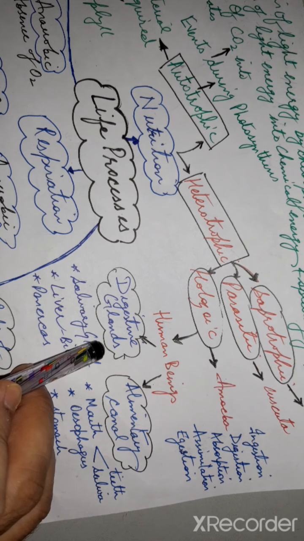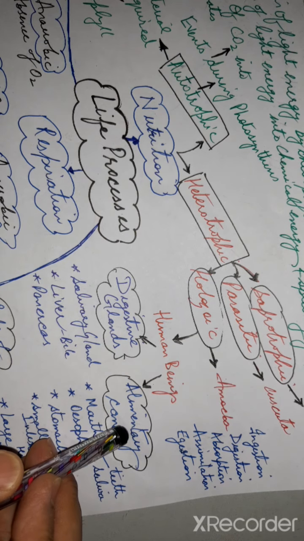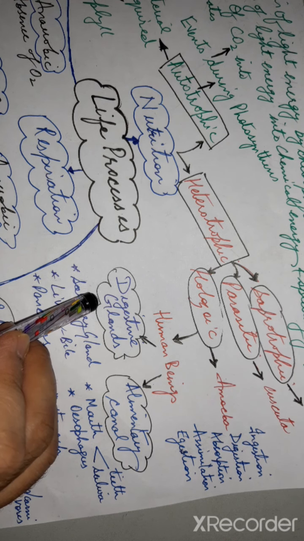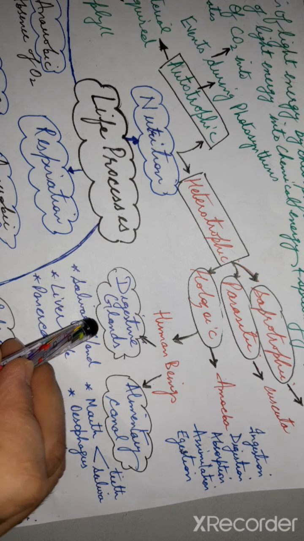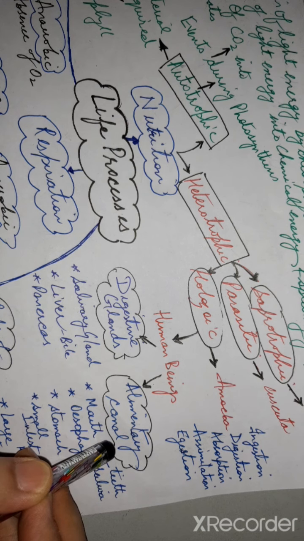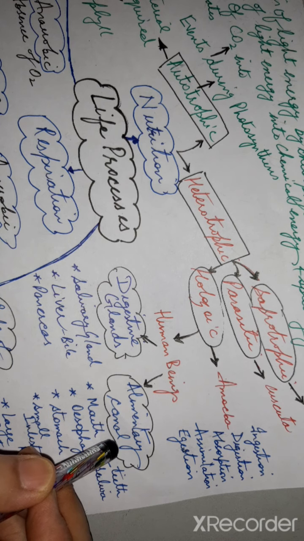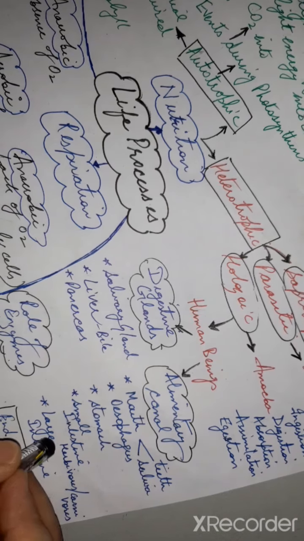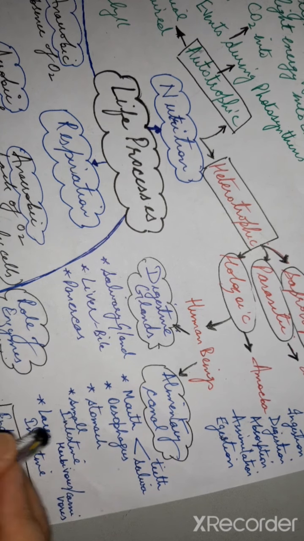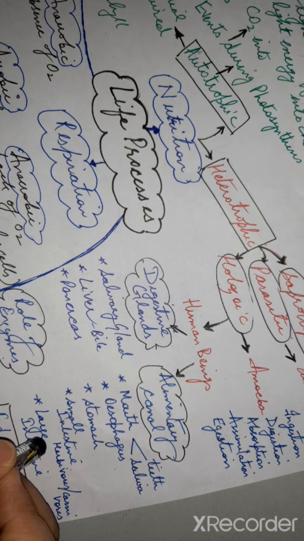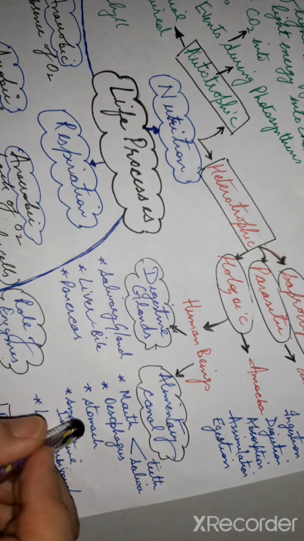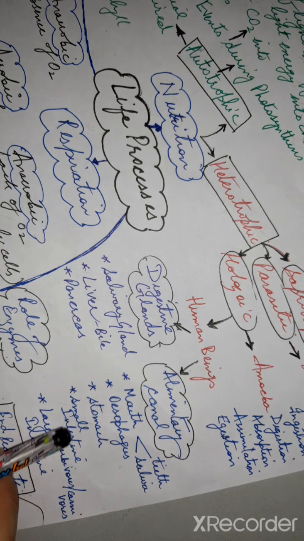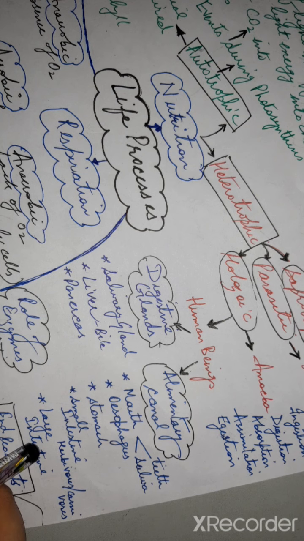Now in human beings, there are two basic parts. One is the digestive glands, which play a very important role in the digestion. And second is alimentary canal, which is the path through which food passes. So all these are the parts of that digestive tract or alimentary canal: mouth, esophagus, stomach, small intestine and large intestine.